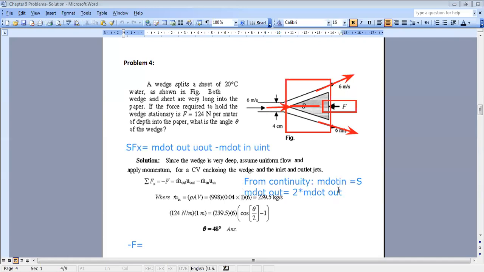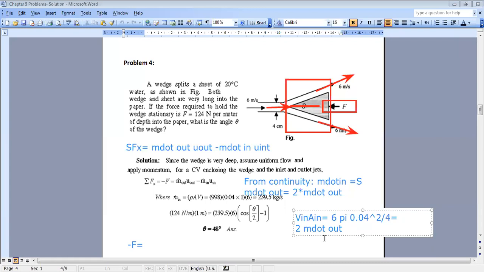So here you have that to calculate m dot n. How can you calculate m dot n? You have the inlet velocity and you have the inlet diameter. Okay, so you can say that V inlet times area inlet, which is equal to 6 times pi d squared, where d is here 4 centimeters, so times 0.04 squared over 4, is equal to 2 times m dot out. Okay, so you can find the value of m dot out.